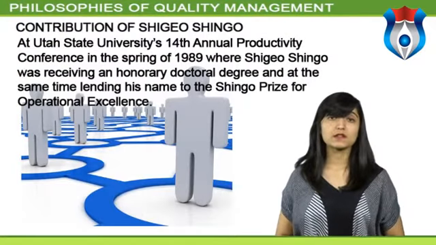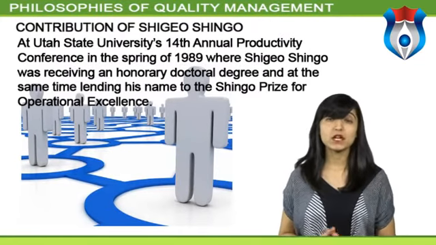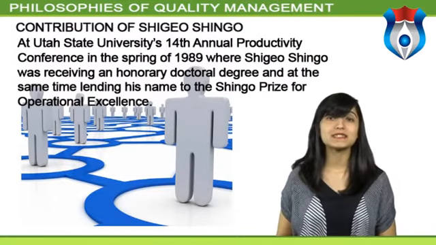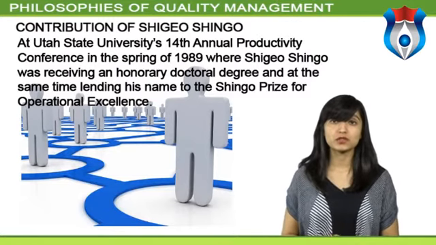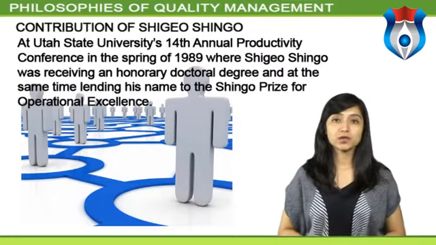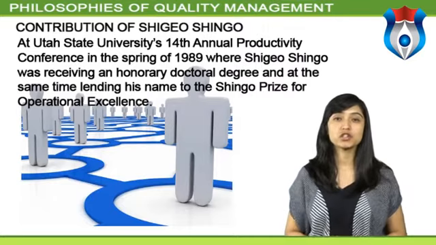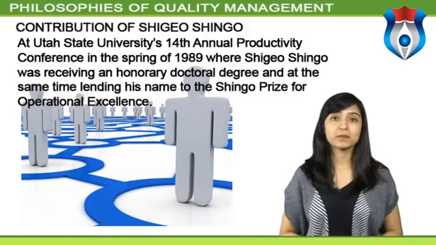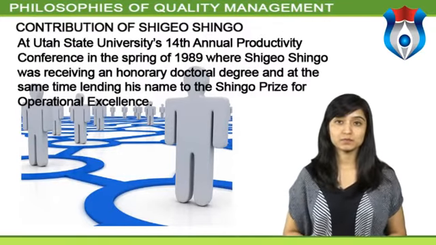Let us now discuss the contribution of Shingo at Utah State University's 14th Annual Productivity Conference in the spring of 1989, where Shingo was receiving an honorary doctoral degree, and at the same time lending his name to the Shingo Prize for Operational Excellence.